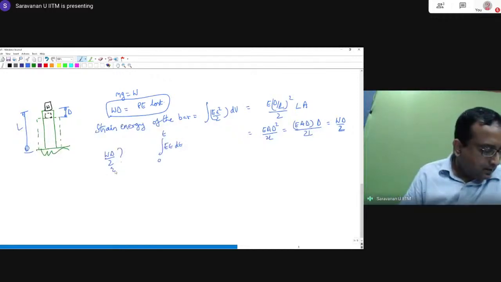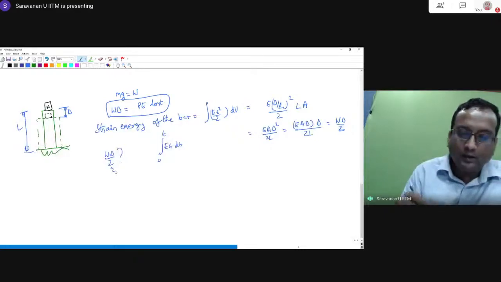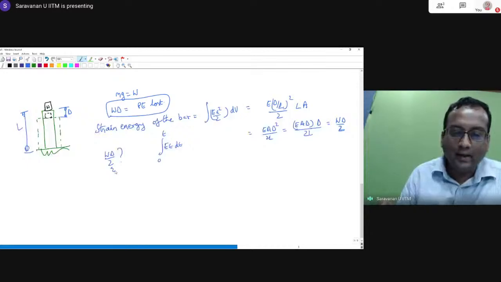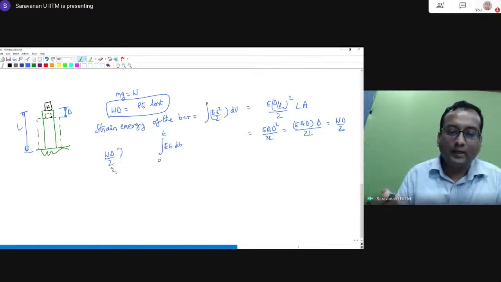So similarly, you can't talk of the potential energy lost of a system alone. There will be a commensurate gain in the strain energy of the system also. There will be a difference between the two, and that is what you are looking at in energy methods.